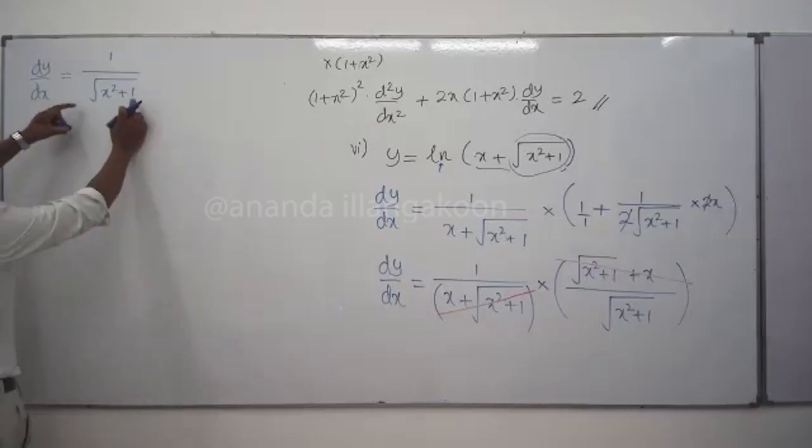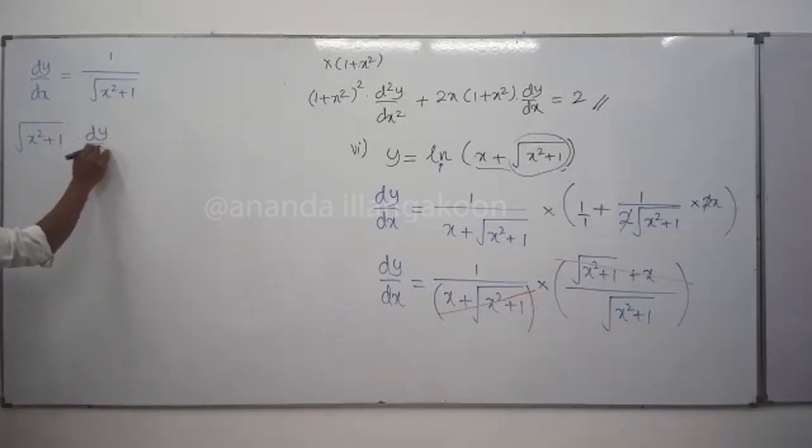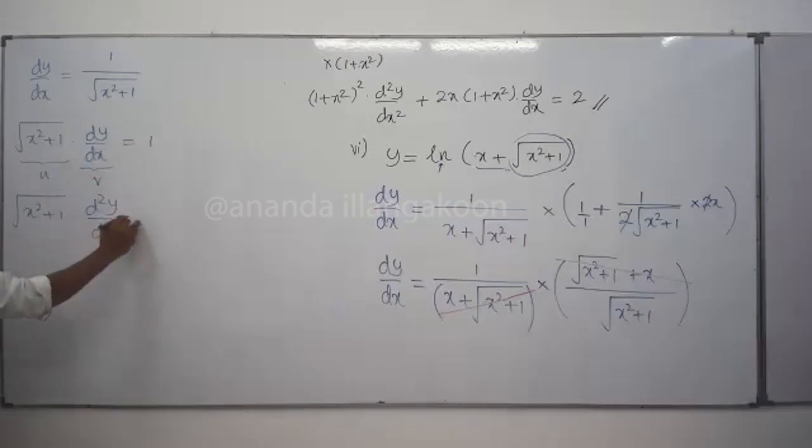For this, we take this to the left-hand side by cross multiplication, like this: root of x squared plus 1 times dy by dx is equal to 1. Now you have to consider this as u and this as v, so we have u into v. Now apply the derivative. Keep u the same, root of x squared plus 1, and its derivative is the second derivative, d2y over dx2. Now keep v the same, and that should be multiplied by the derivative of this.